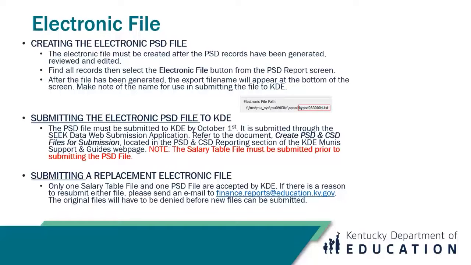It is submitted through the SEEK Data Web Submission application. And you can refer to the document Create PSD and CSD File Submissions, which is located in the PSD and CSD Reporting section of our KDE Munis Support Guides webpage. And a note here, the salary table file, as I mentioned, must be submitted prior to submitting the PSD file. And again, with submitting a replacement file, you need to email finance.reports@education.ky.gov. They would need to reject your first one in order for you to resubmit a second file.